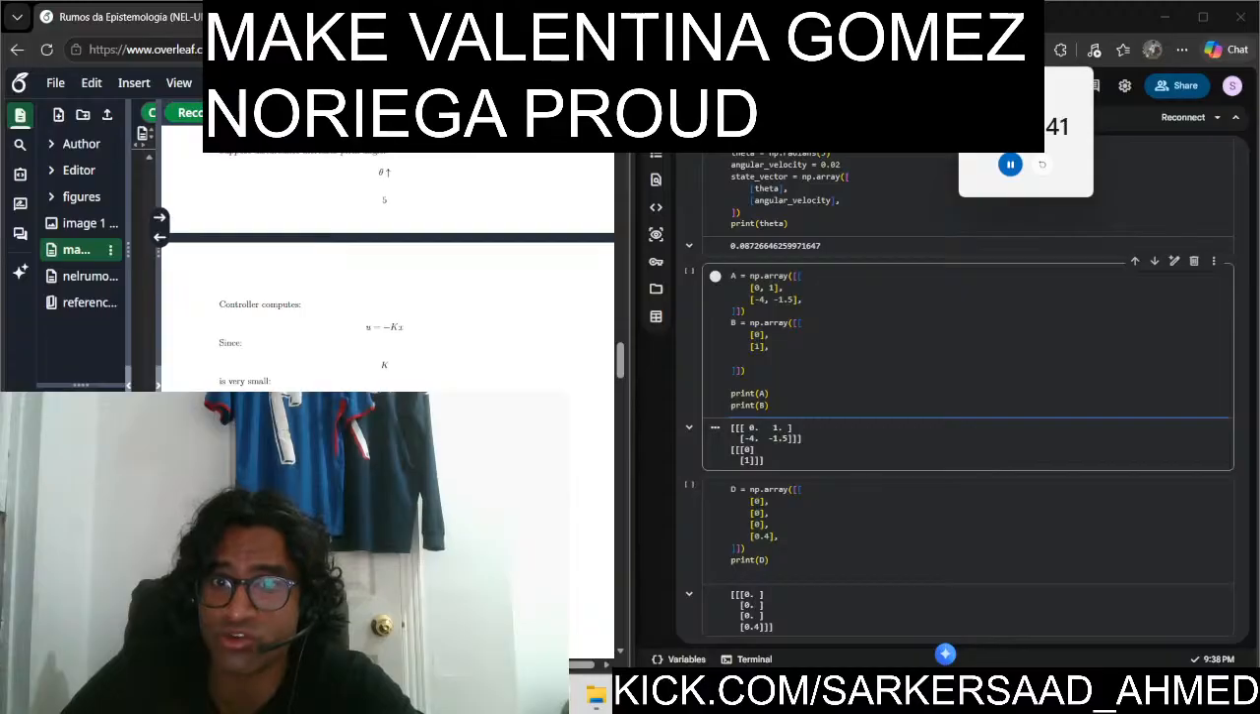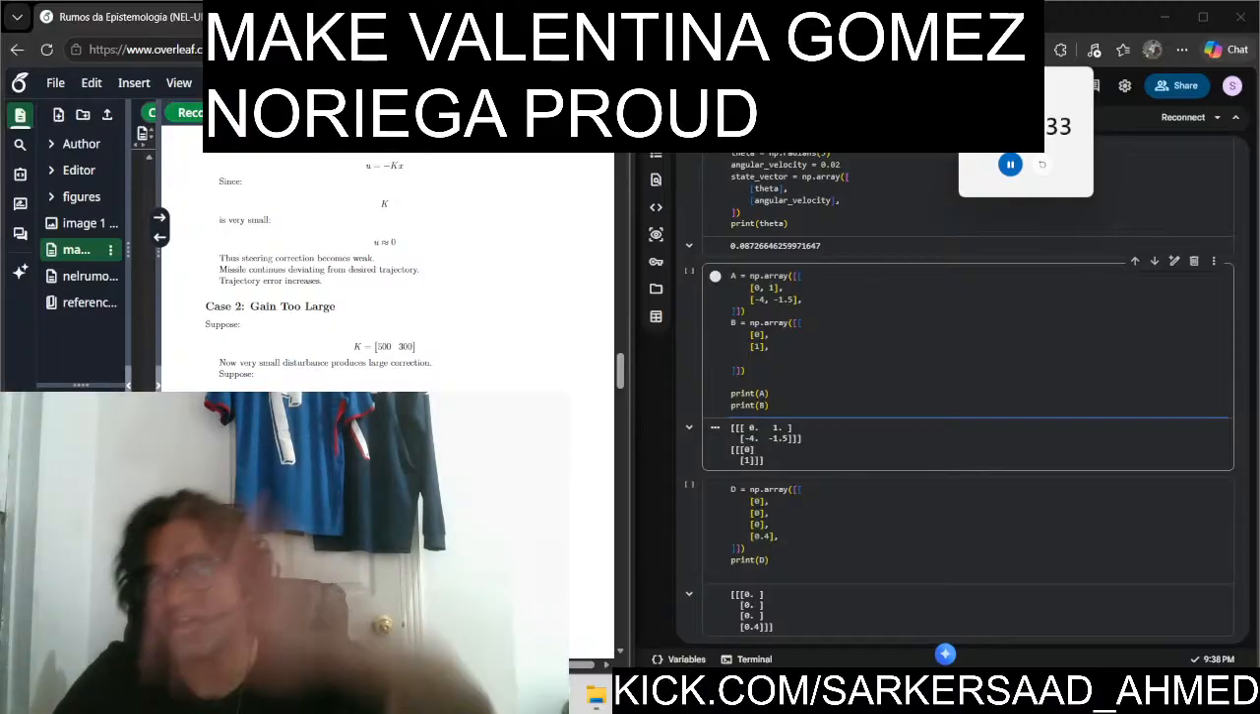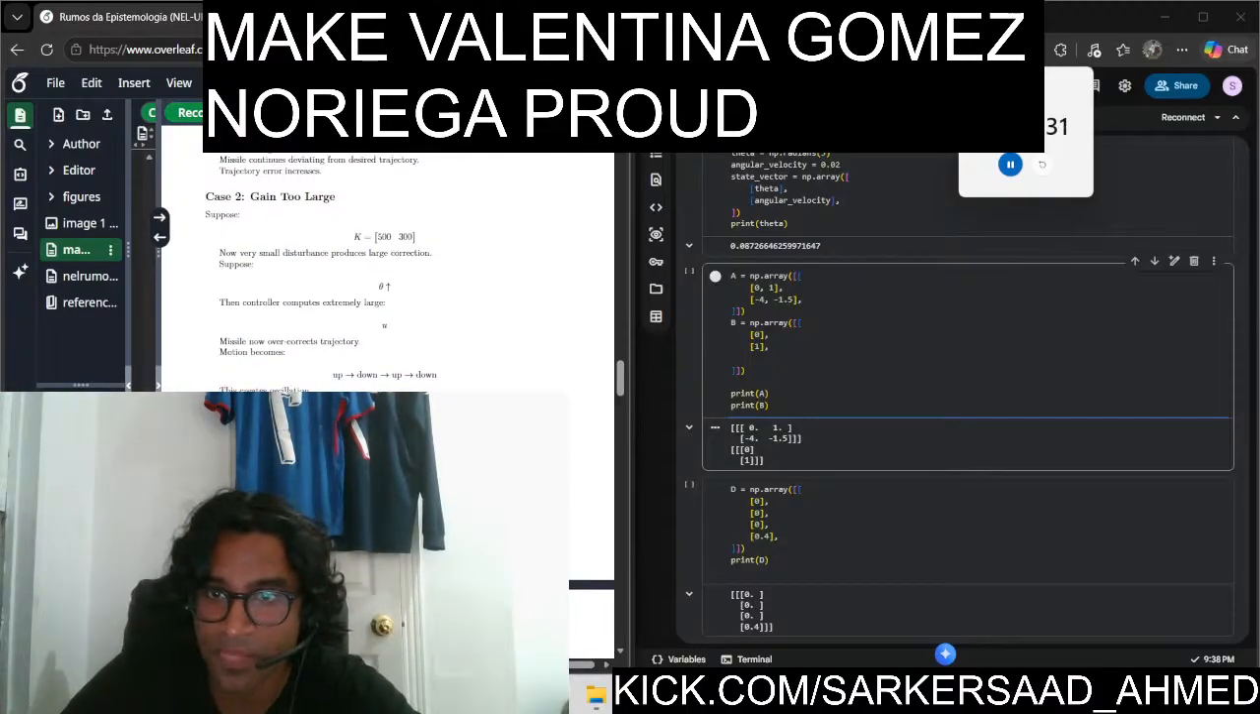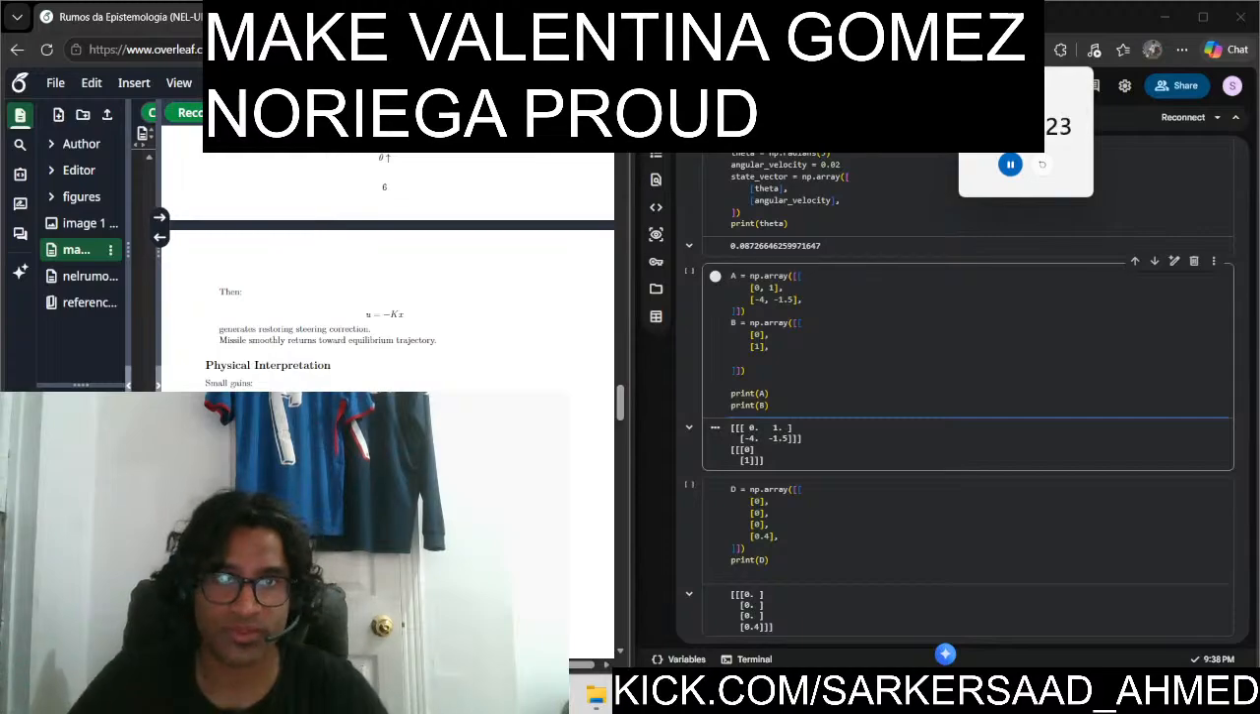But you can also have gain too large, because if I were to have 500 and 300, for example, it's going to go for a very large correction. Go up, down, up, down, up, down. So with a properly tuned gain, k is equal to 12 and 4. The controller now computes the balanced correction. So it's a balanced value, not too high, not too low.